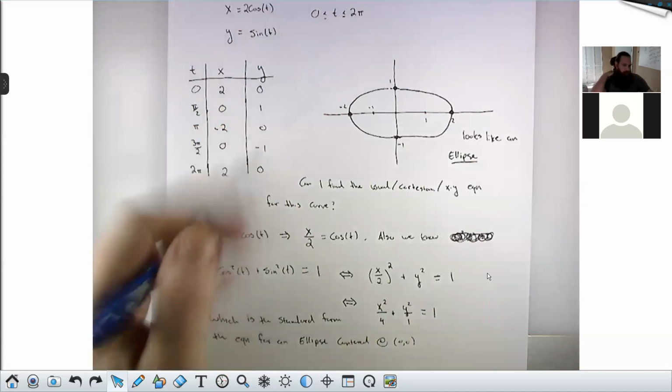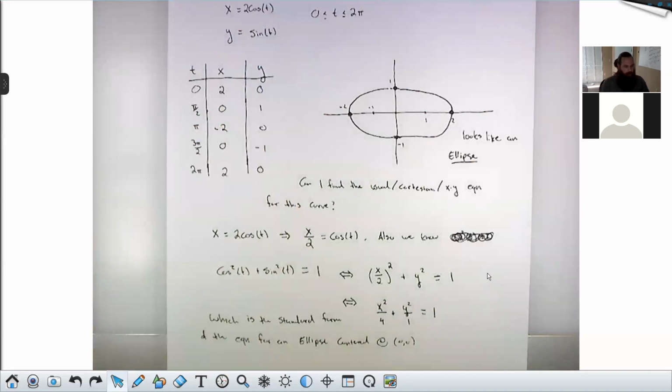There's lots of ways to do this. Sometimes you can do it by solving the original equations for t and plugging into the other one. If your parametric equations involve trig functions, usually you're going to want to use some flavor of this identity.